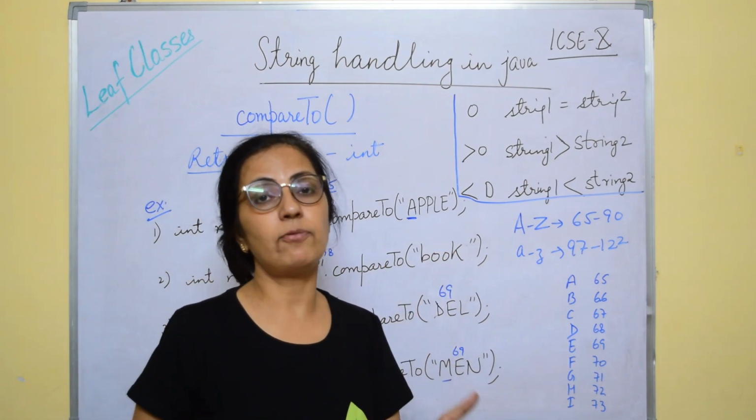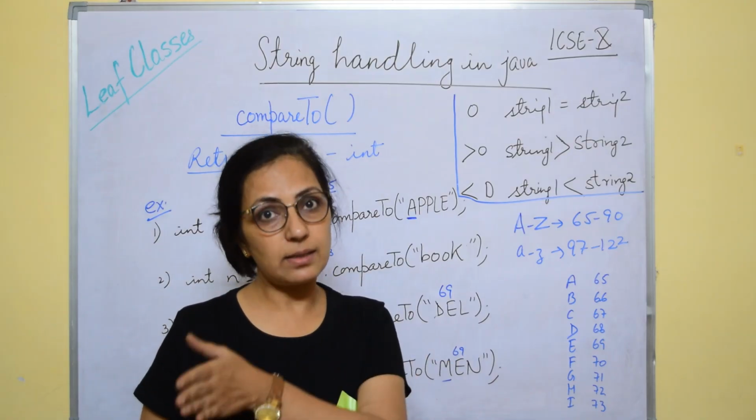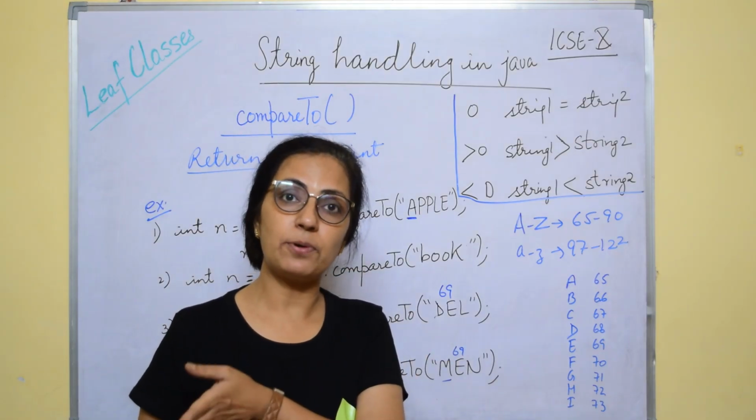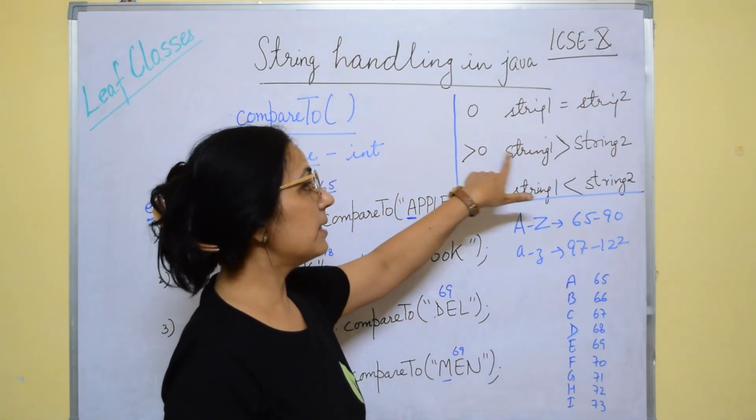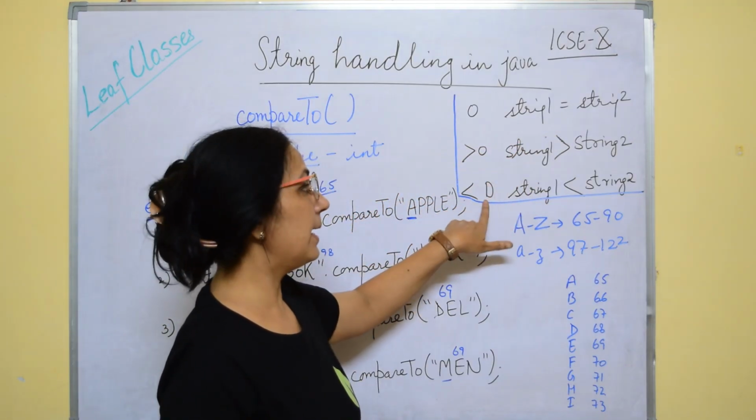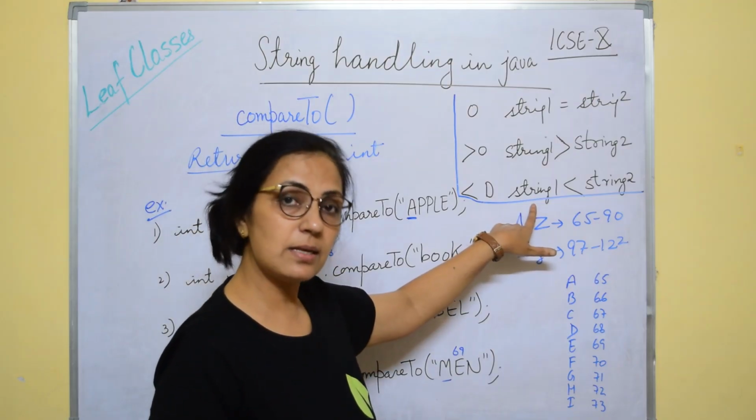From the first string, the character of the second string is subtracted. That is why the result is 0 if both are equal, greater than 0 if the first string is bigger, and less than 0 if the second string is bigger.